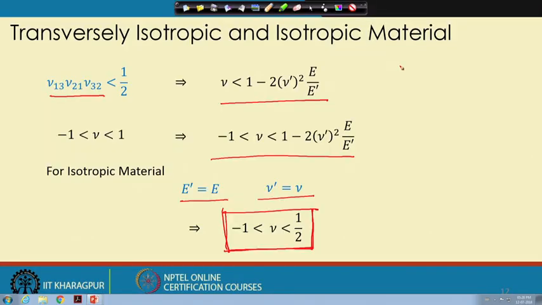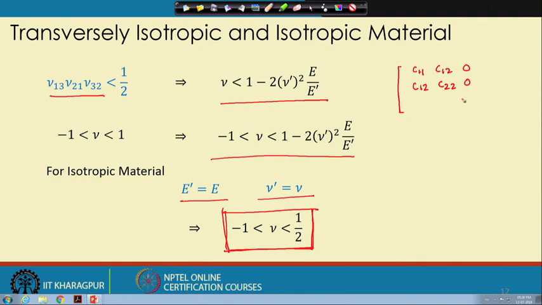and we can pose some restriction on the engineering constants as well as the mathematical constants. For instance, if I consider a 2D case, a 2D unidirectional material, so an orthotropic material, which is essentially C11, C12, 0, C12, C22, 0, and then C66. So this is in the case of a 2D material. This can also be represented in terms of engineering constants.